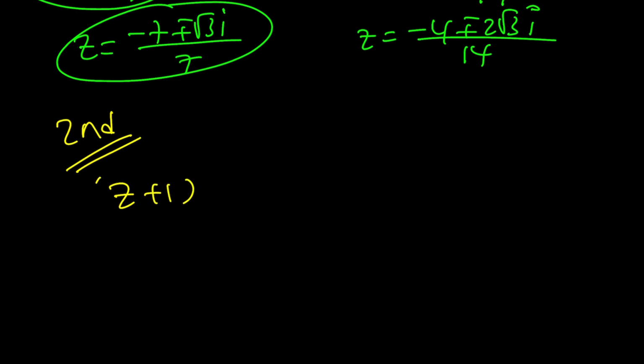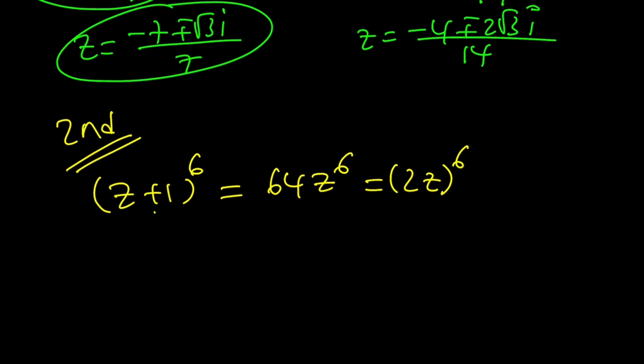So we have (z + 1)^6 = 64 z^6. Great. Now we can use the fact that this is (2z)^6. So we have two 6th powers. Can we factor it like that? No, not really. You don't need to. You can do the following.